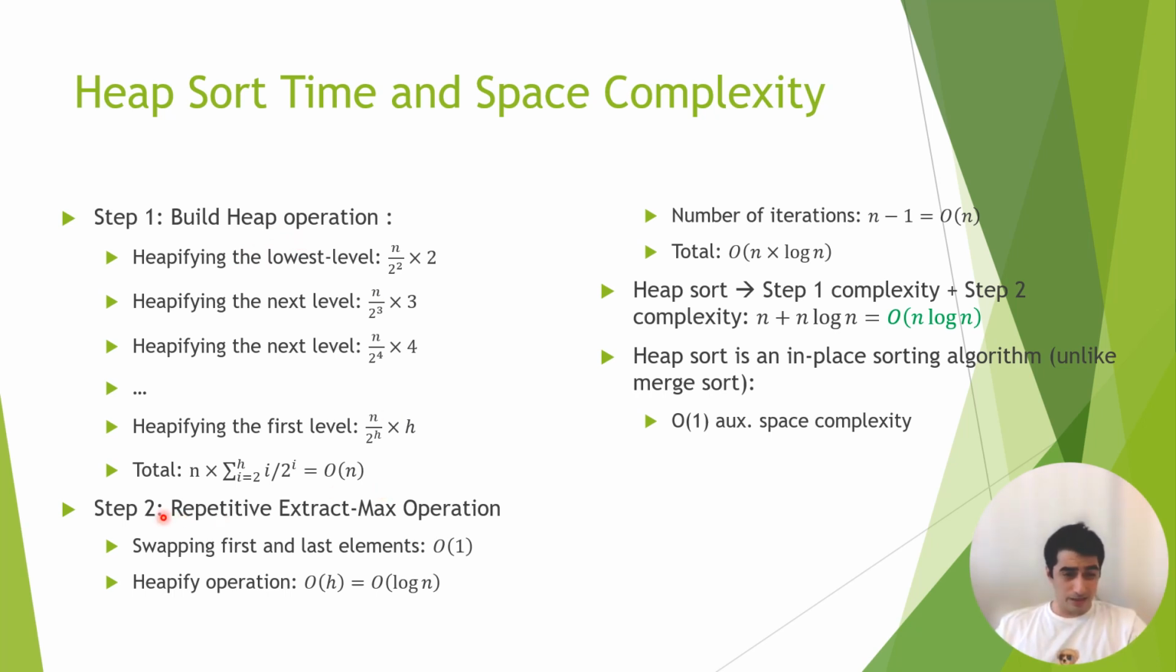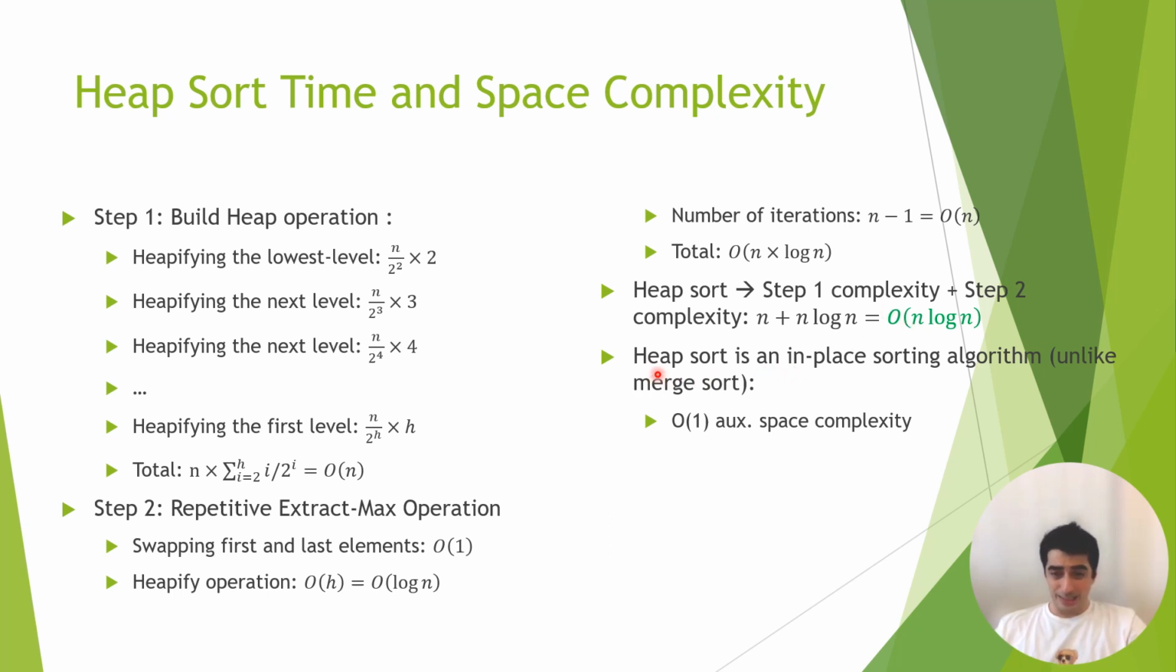The second step, which is repetitive max heap operation, takes you n log n. Why? Because the heapify operation takes order of log n, and you have n minus 1 operations, and times log n would be n log n. Therefore, the heap sort takes n for step 1 complexity plus n log n for step 2 complexity, which is going to be n log n overall.